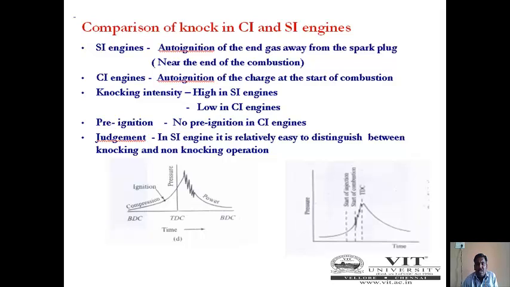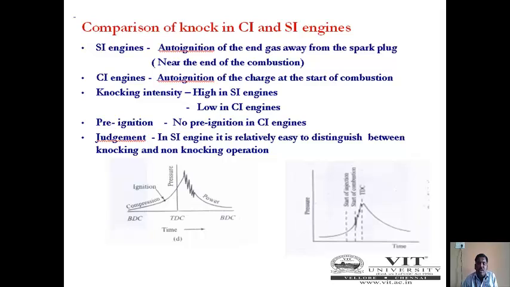petrol engine, knocking takes place at the end of the combustion process. So that is the first difference. The second one is knocking intensity. Knocking intensity is very high in petrol engine, whereas in diesel engine it's somewhat low. The third one is the pre-ignition process. Is there any possibility of pre-ignition in diesel engine? No, because the diesel is injected only at the end of the compression stroke. There is no possibility of pre-ignition during the compression stroke in diesel engine. And the fourth and last difference is judgment.